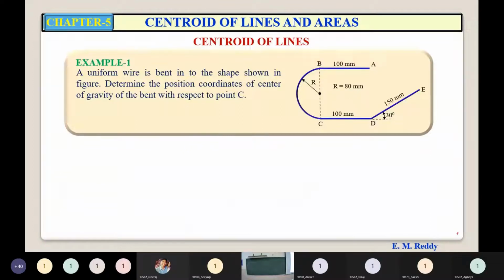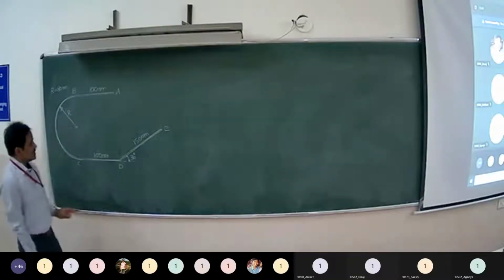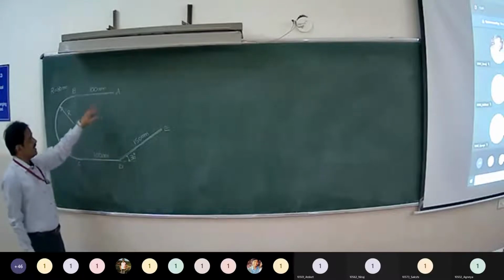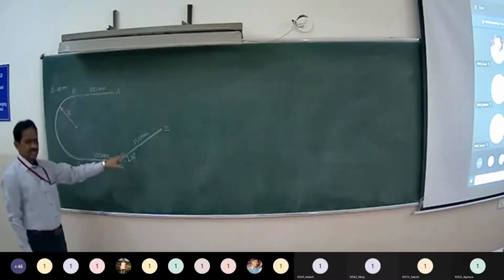Please note down this example. A uniform wire is bent into the shape shown in figure. Determine the position coordinates of center of gravity of the bent with respect to point C. So you are asked to find out the position coordinates of center of gravity of the bent.